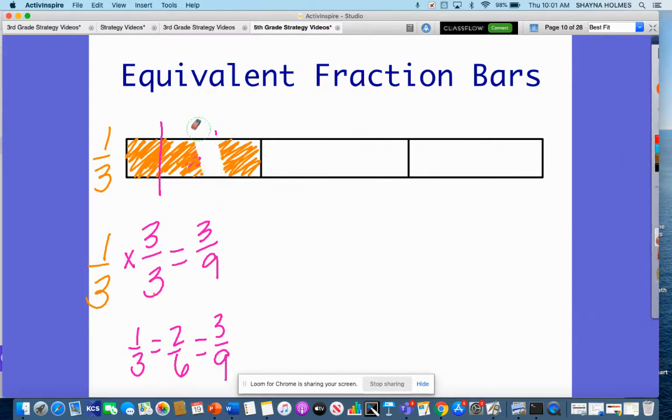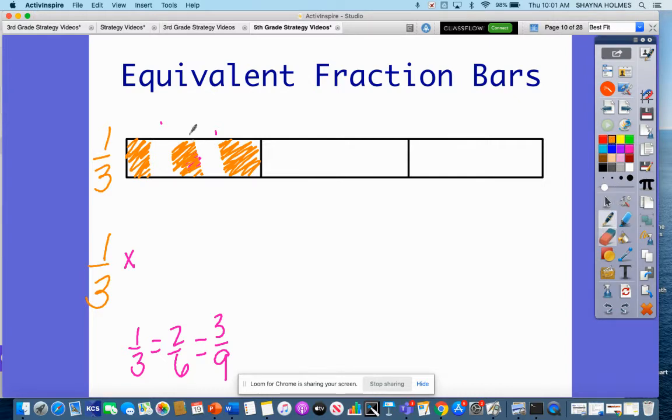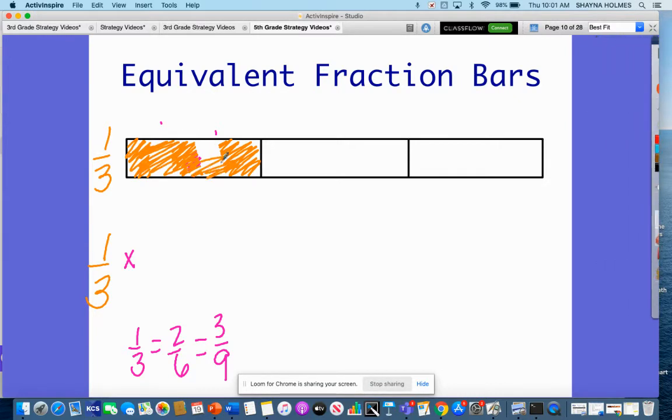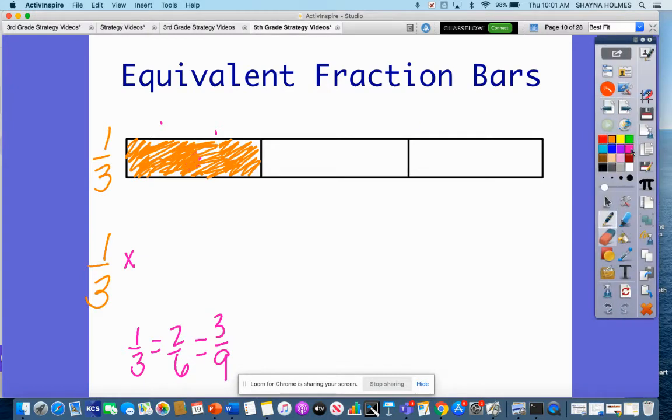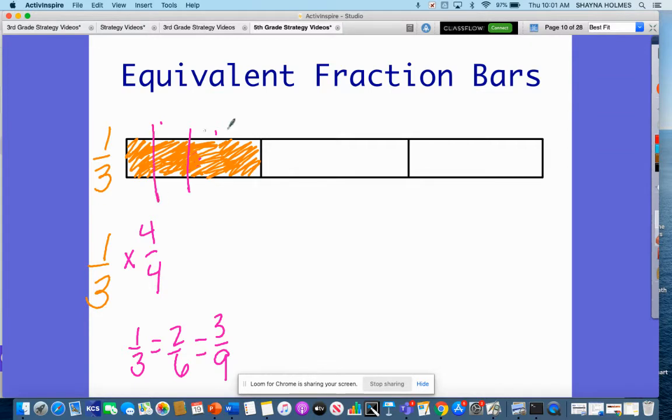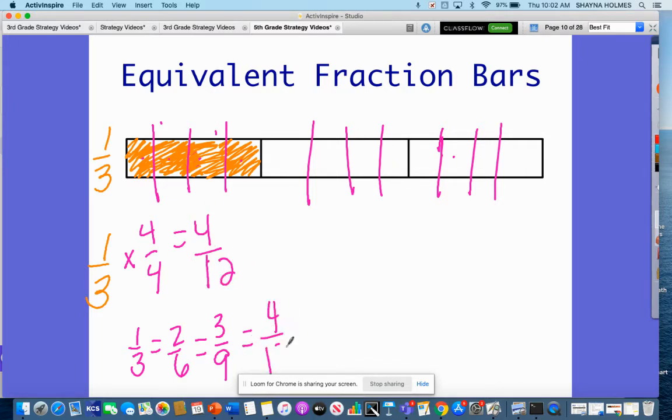Let's do one more just to make sure that we fully understand. So I'm going to shade this portion back in. Let's go back with our pink. Let's multiply it by 4. So that means I'm going to cut all these into 4 sections. So now I have 1, 2, 3, 4 out of 4, 5, 6, 7, 8, 9, 10, 11, 12. 4/12. So 1/3 is also equal to 4/12.